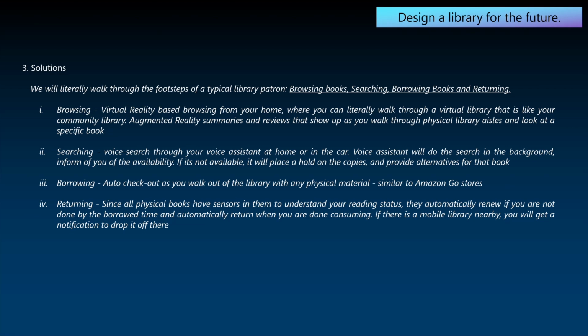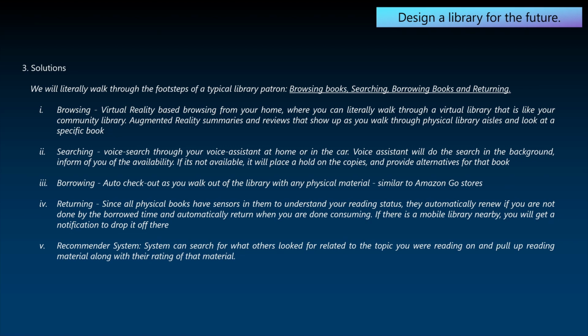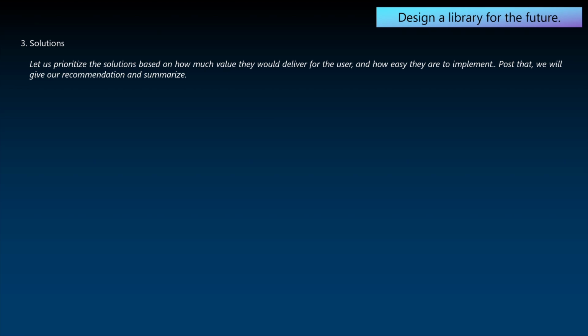The last one is around a recommender system. So systems can search for what others looked for related to the topic you were reading and pull up reading material along with the rating of that particular material. Now at this stage, it's helpful to draw a table where we'll prioritize our solutions based on, 1, how much value they would deliver for the user, 2nd, their ease of implementation. And post that, we'll give our recommendation, and eventually we'll summarize.